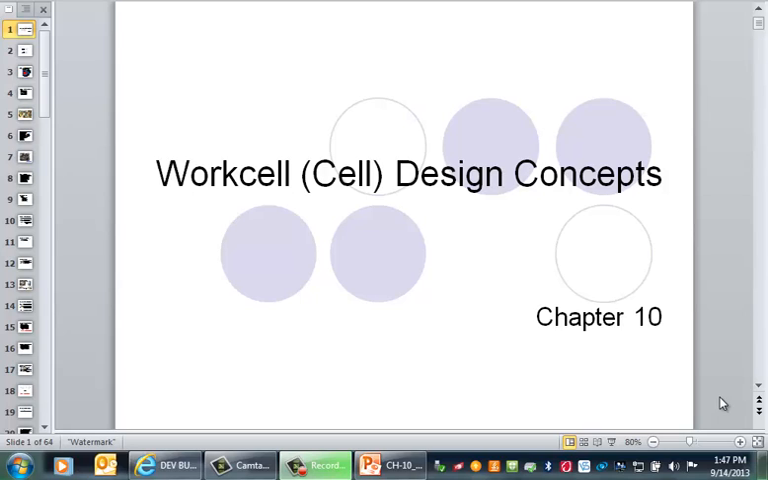Welcome to Chapter 10 of Fundamentals of Lean Process Improvement. In Chapter 10, you're going to learn about the work cell design, as well as an up-close look at cycle time and takt time.